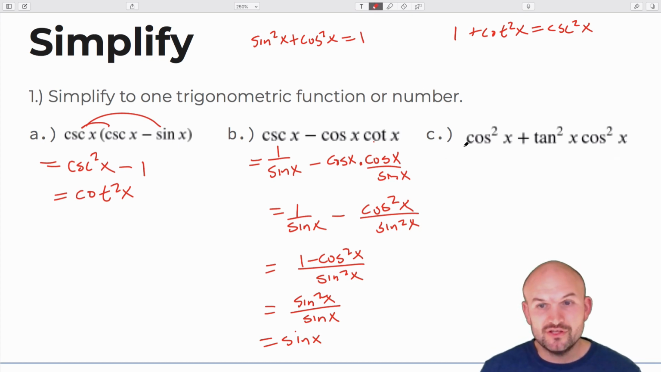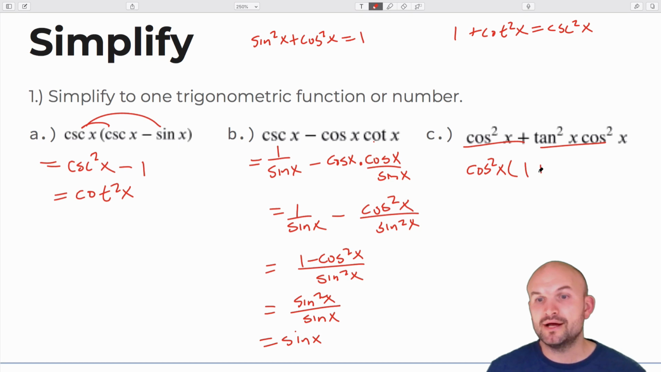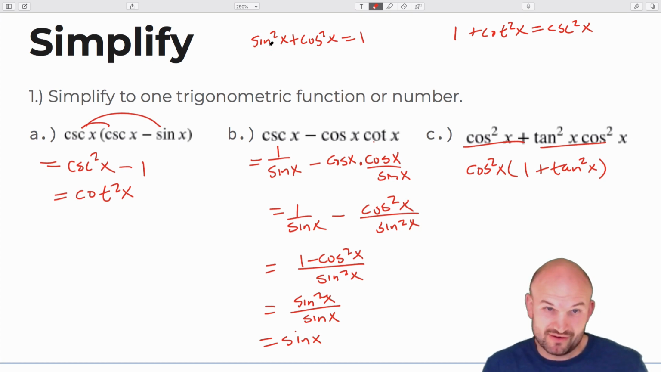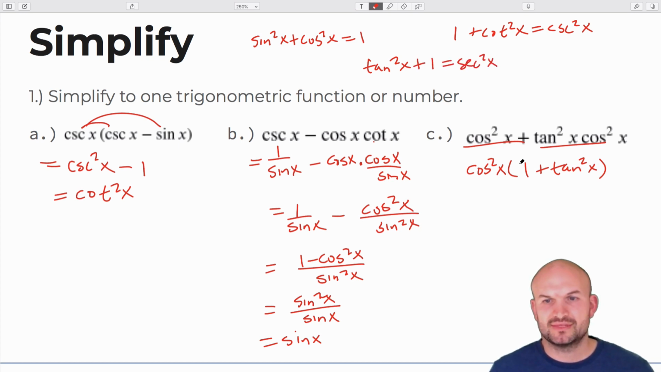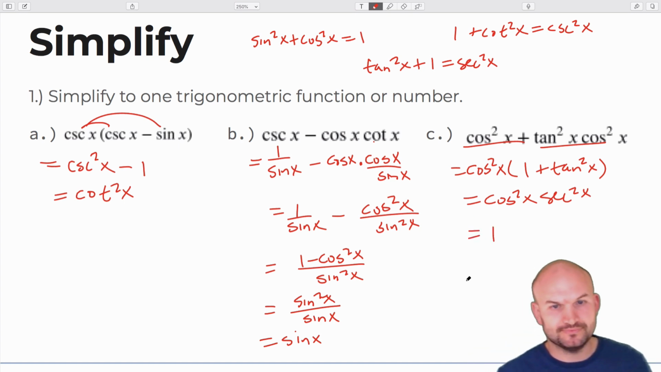And that is factoring. You can see that both of these expressions have in common a cosine squared of x. So if I factor out a cosine squared of x, I'm going to be left with a 1 plus a tangent squared of x. Now, I don't have that written up there, but if I was to obtain a tangent squared of x, that means I would be dividing by cosine. So therefore, my last identity would be tangent squared of x plus 1 equals secant squared of x. So therefore, you can see that this is going to equal a secant squared of x. And cosine squared times secant squared is going to be equal to 1.